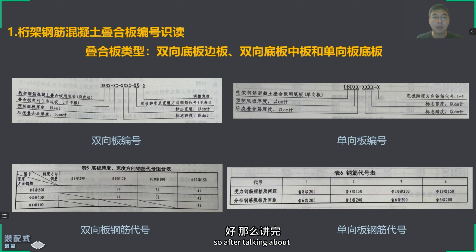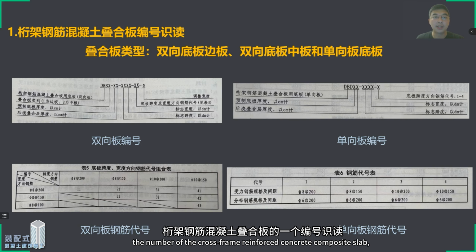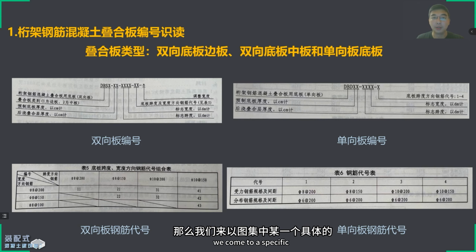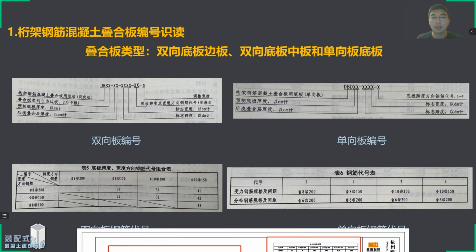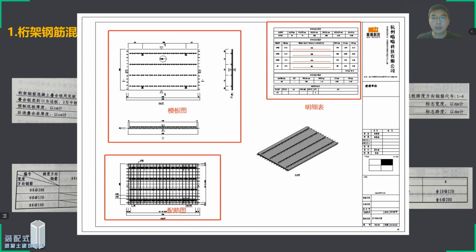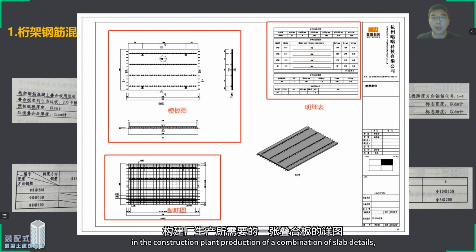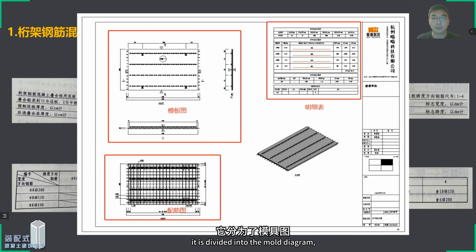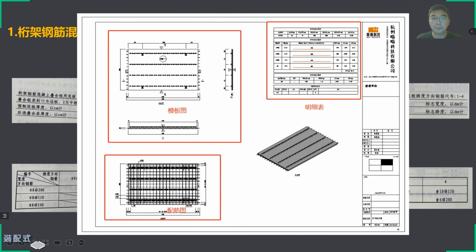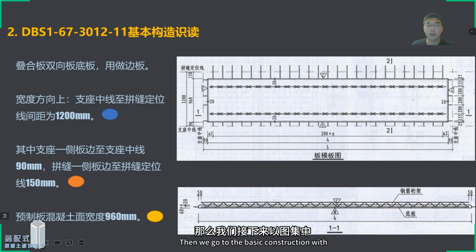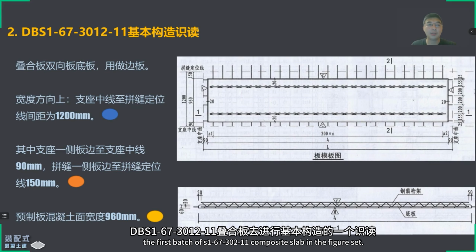So, after talking about the numbering of the cross-frame reinforced concrete composite slab, we come to the structure knowledge of a specific composite slab in the set. You can look at it. This is a complete composite slab detail for production in the prefabricated component plant. It is divided into the mold diagram, the rebar diagram, and the corresponding material breakdown. Then we take the first composite slab in the figure set, number DBS1-67-3012-11, as a basic example.